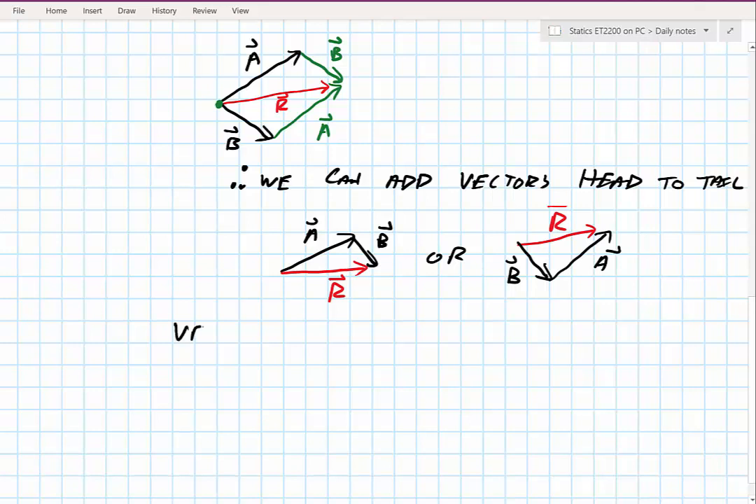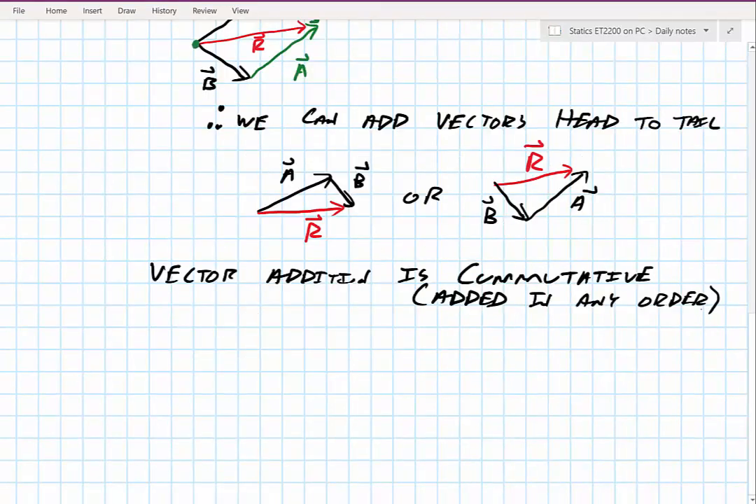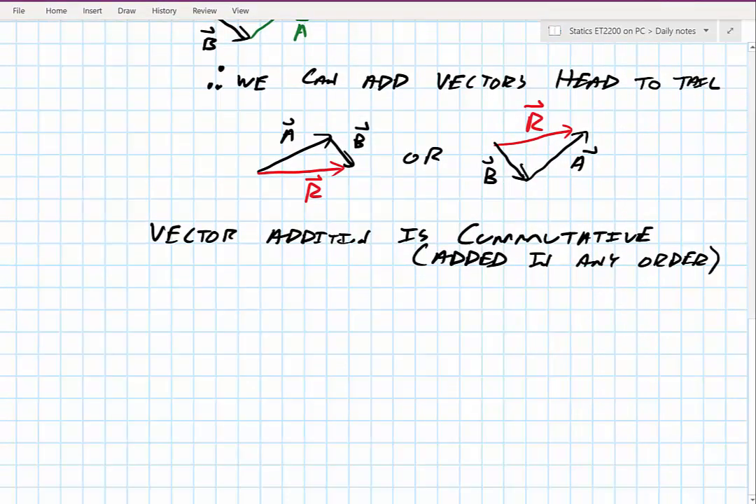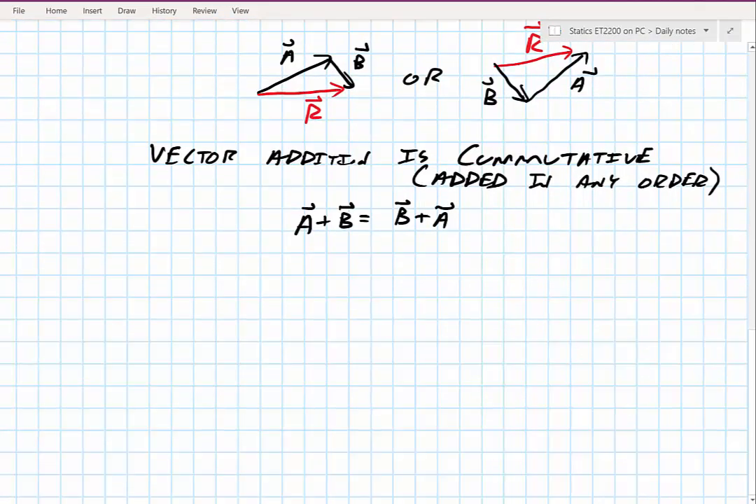If you remember what that is called, or if you don't remember, it is called commutative. So in essence, what that means is vector A plus vector B is the same as B plus A. Little vector review on day one. Statics starts off so easily.